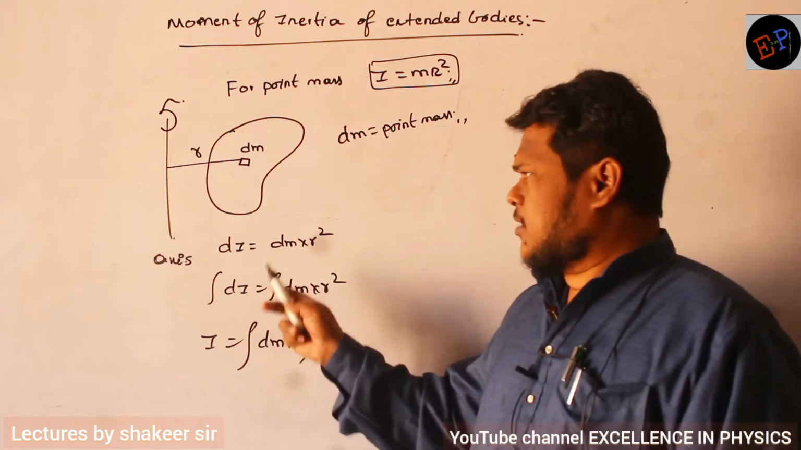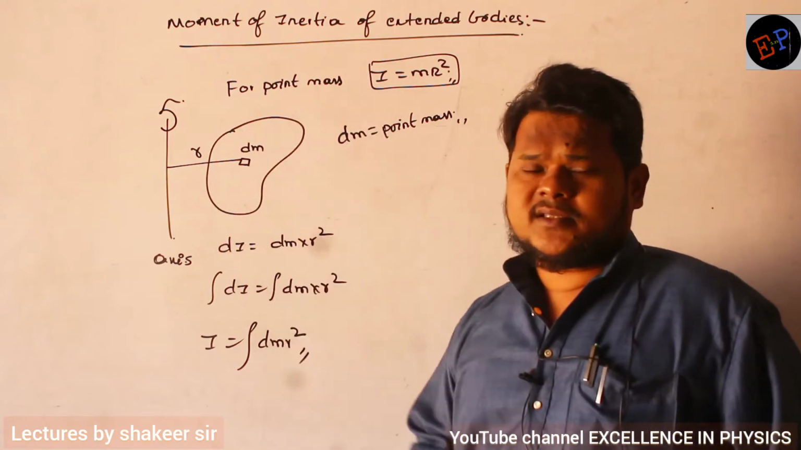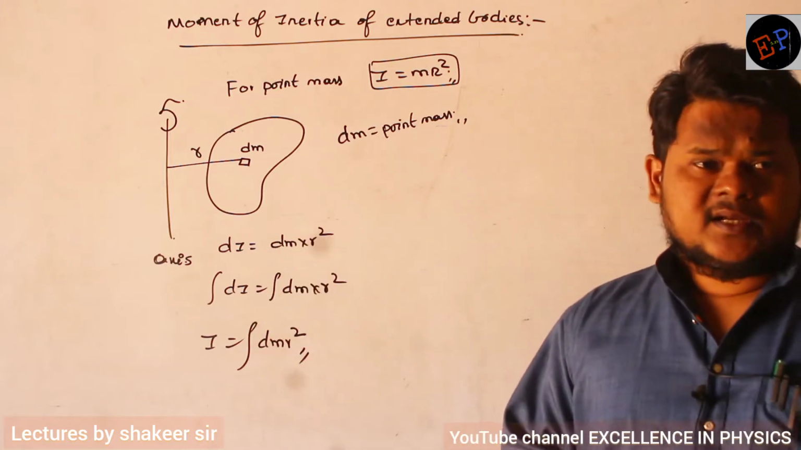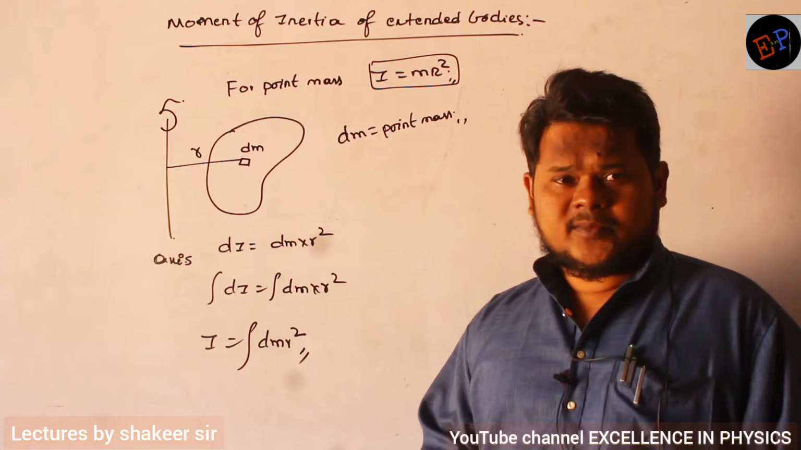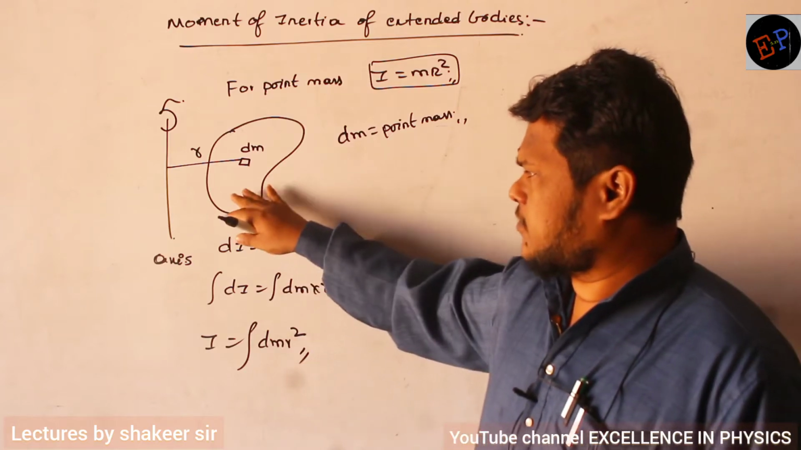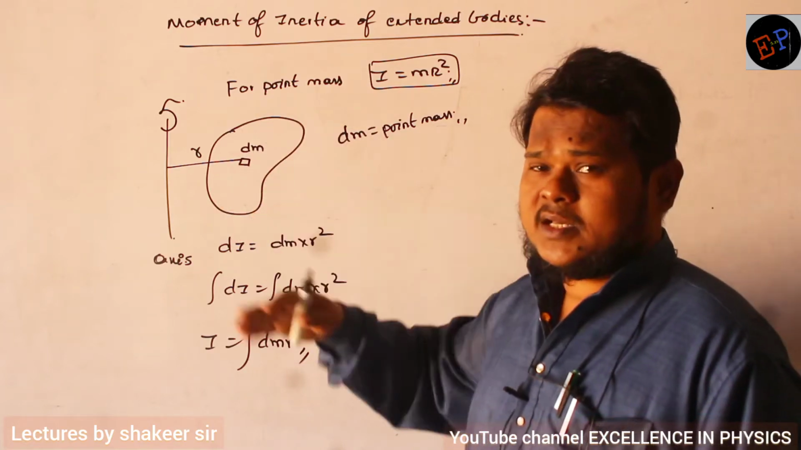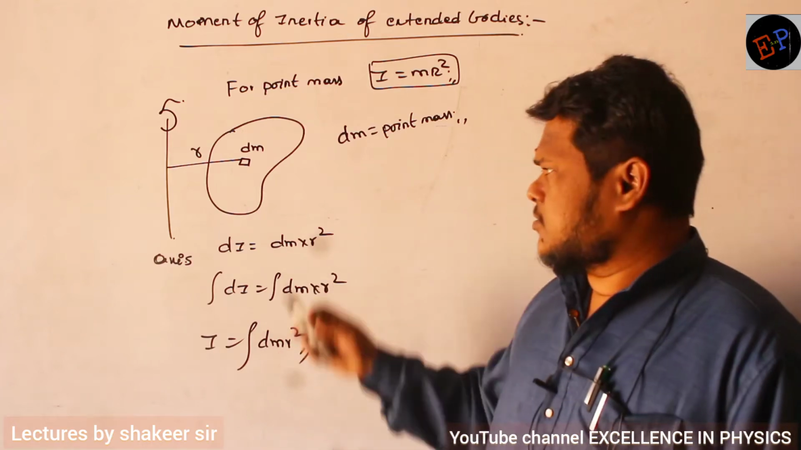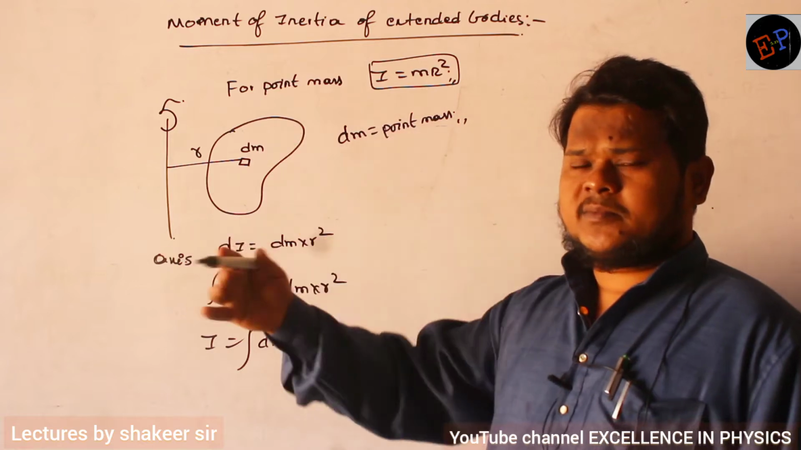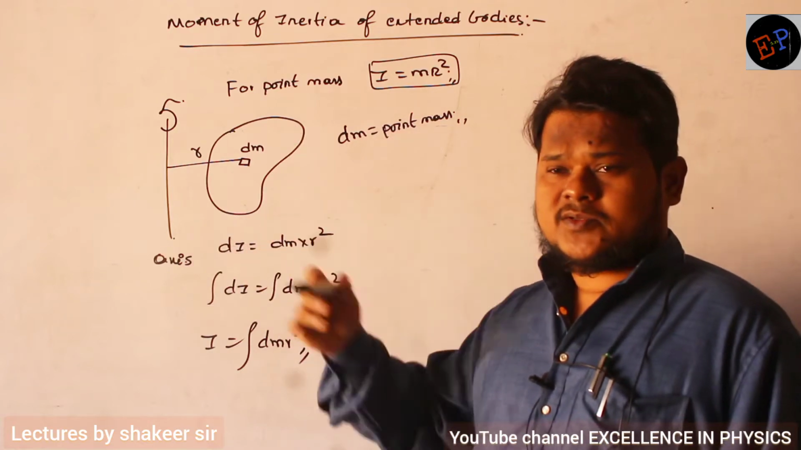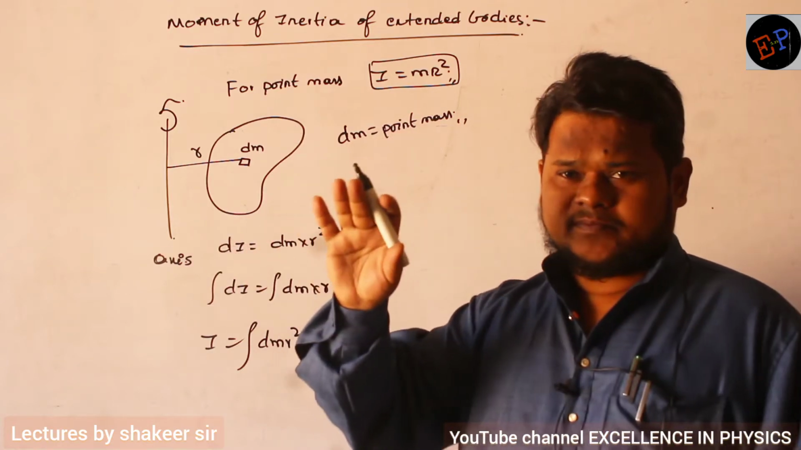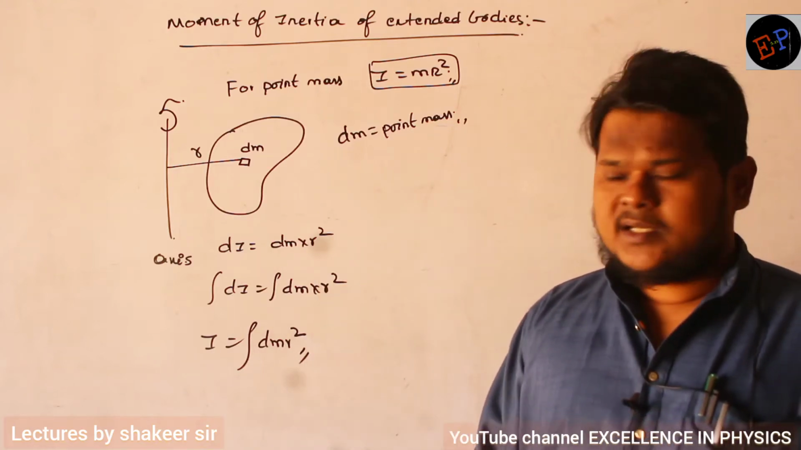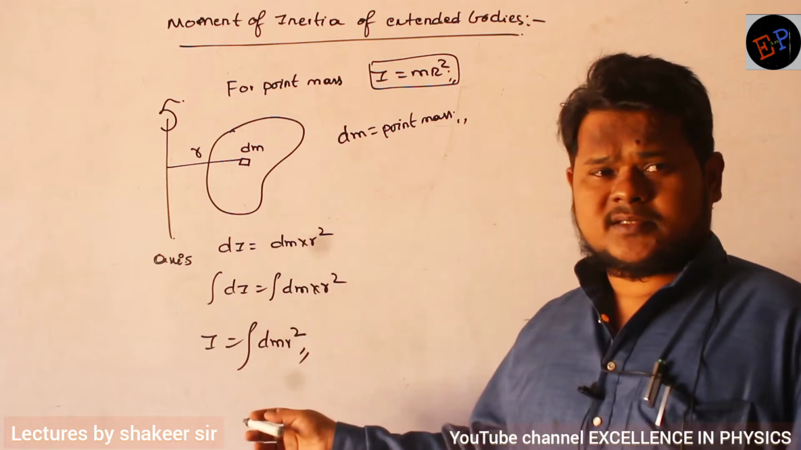Now if I want the total moment of inertia, what do I have to do? Just integrate on both sides. Integration is nothing but addition. So you find the moment of inertia of all the point masses, add all of them, then you will get the total moment of inertia. Millions and millions of dms are present. That process is also called integration.